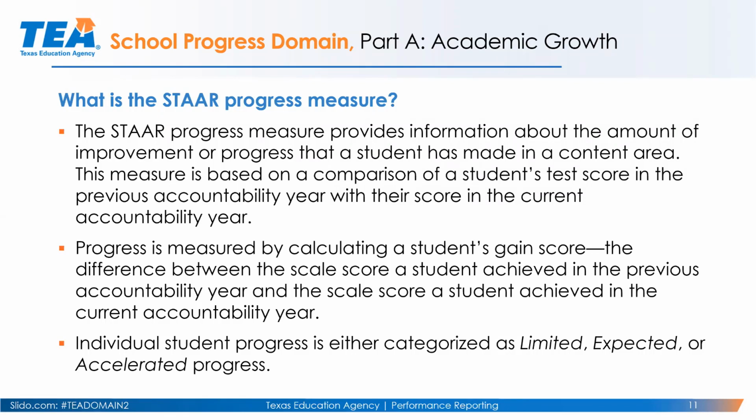So how is that measured? Well, progress is measured by calculating a student's gain score. That's the difference between the scale score a student achieved in the previous accountability year and the scale score a student achieved in the current accountability year. Individual student progress is categorized as either limited, expected, or accelerated progress. A student can only receive one of these labels.